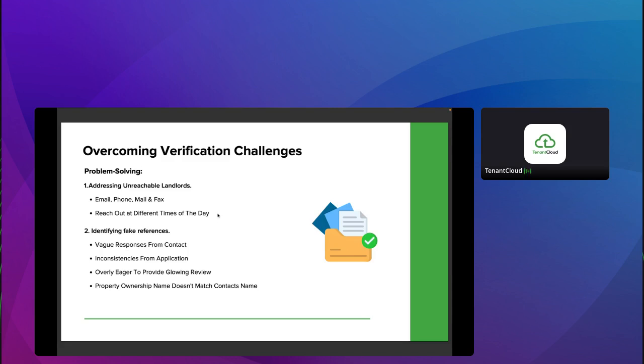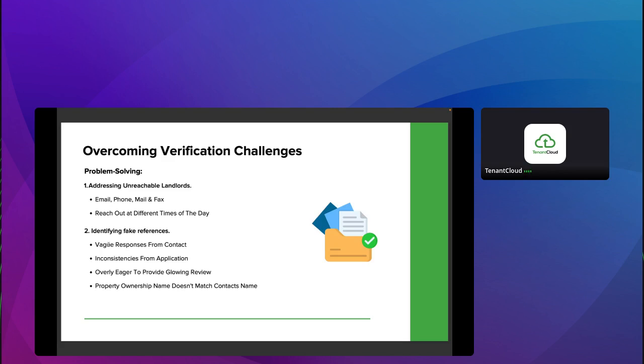If you are finding landlords are unreachable, you should try them via email, phone, mail, and if they have fax, still try to reach out via fax, and maybe reach out at different times of the day. Maybe they don't come into the office, or maybe they don't even start working until 11 or 12 or 1 or whatever. And identifying fake references. It's not uncommon, just like falsified income documentation, for people to put fake references and fake landlord information. So they might put landlord so and so at this property, but it might be a brother or a sister or a friend or somebody else.